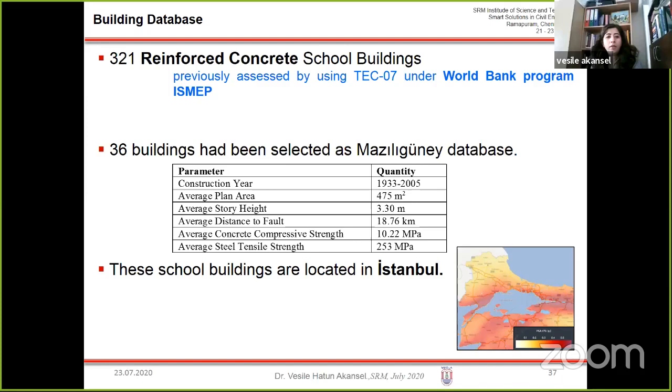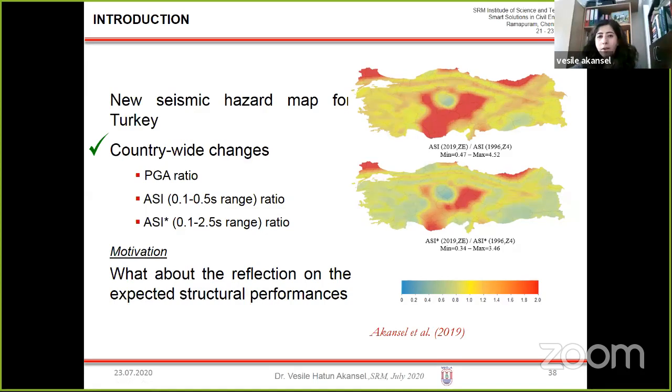And you can see the details of the database on the slide. These school buildings are located in Istanbul, okay? It's in the west part of Turkey. So as I mentioned, we look at the new seismic hazard map for Turkey. We look at the country-wide changes with respect to the PGA ratio and the ASI ratio, which is between 0.1 and 0.5 second and 0.1 to 2.5 second range.